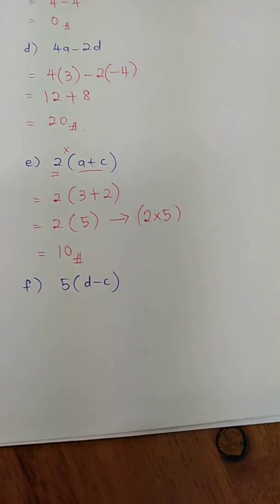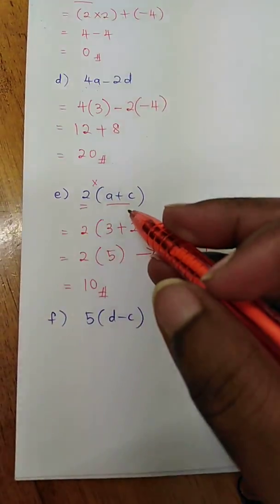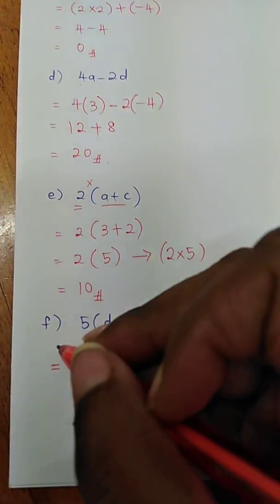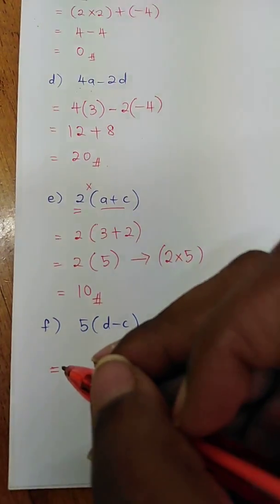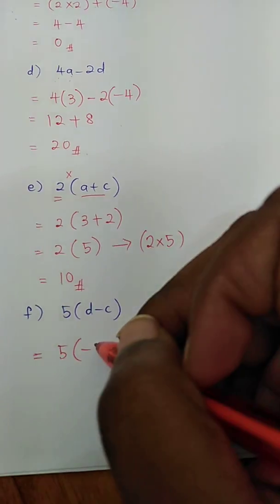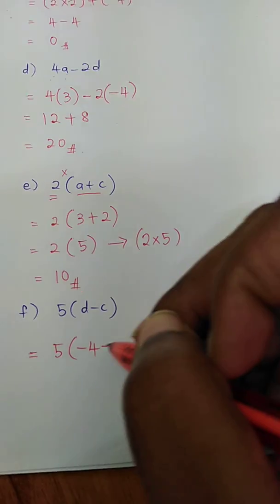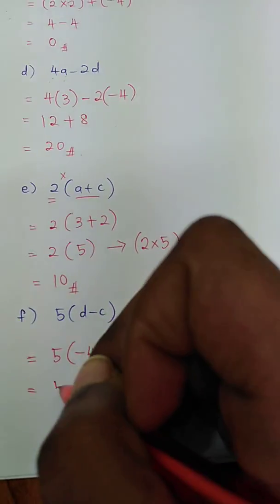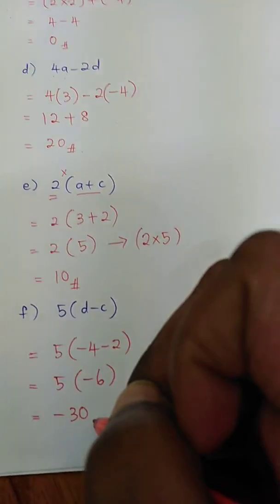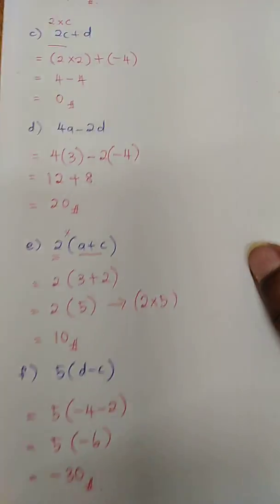Now, question F. 5 times (D minus C) is also the same thing as your question E here. Make sure you write an equal sign at the very front of your answer. So this is 5, now D is negative 4, minus C, so minus 2. So this is 5 times negative 6. So your answer is negative 30. Okay, so this is how you answer these questions.